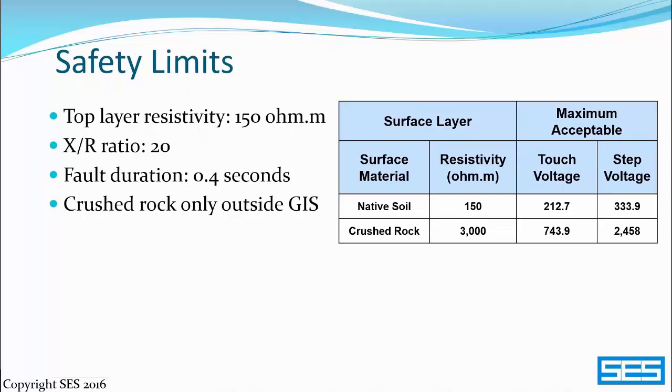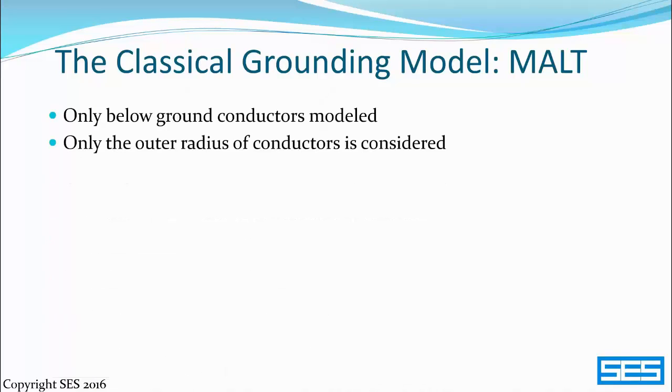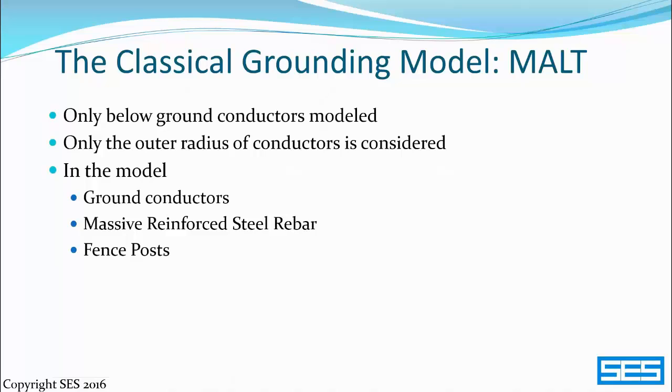Now that we're familiar with the case being studied, let's take a look at how each level grounding solution fares. Let's start with the classical grounding module, MALT. Because we're using the equipotential assumption, basically we're only computing how the current flows into the soil and not along conductors, we know that we'll only be looking at below ground metallic structures, and that only the outer radii of conductors will be taken into account. In all, the model includes the main grounding grid conductors, the massive reinforced steel rebar, and the substation fence posts. Since the conductors have no impedance, the exact fault location is not taken into account.